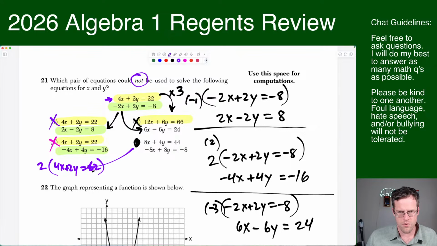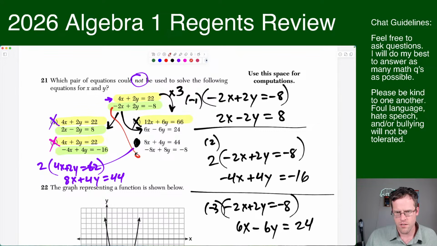And they went times 2. So they got 8x plus 4y equals 44. All right, so that one worked. However, from here to here, it looks like they tried doing times 4, but let's see where things went wrong. Oh, the right side is where things went wrong.